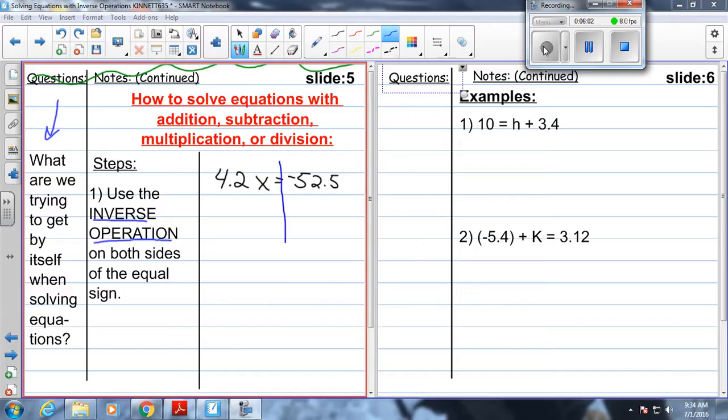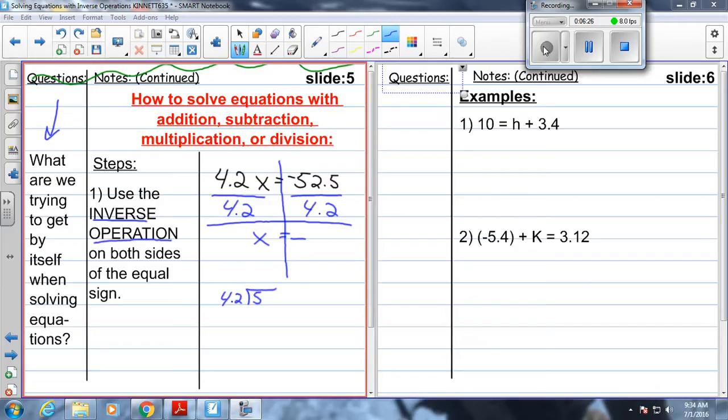So we're going to draw our vertical line on the equal sign. And the operation in between 4.2 and x is multiplication, so we have to use division. And we're dividing both sides by 4.2. And really that's just a negative and a positive, which will get us a negative answer. I like to put my sign down there first so I don't forget it later, you know me. And then we have to do our division.